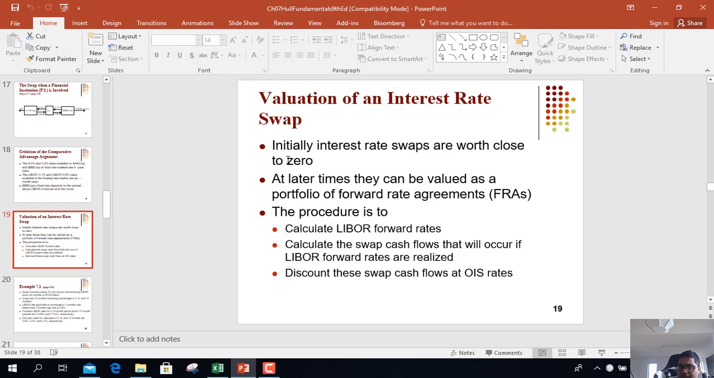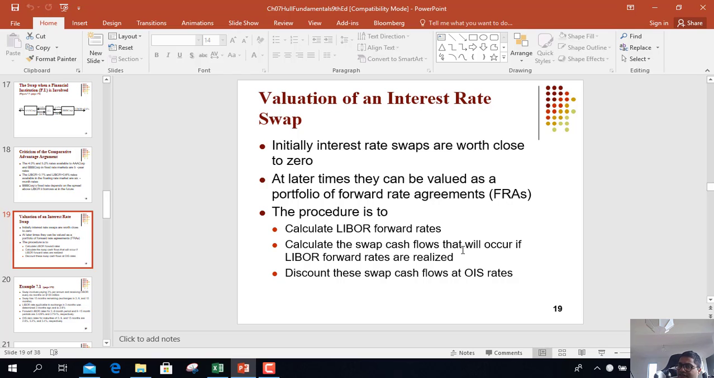Valuation of interest rate swaps. Initially, when a swap is initiated, the value is 0. But at later times, you have to calculate the LIBOR forward rate. Generally forward rates are given to you. If not, we have discussed how to calculate LIBOR's forward rate.